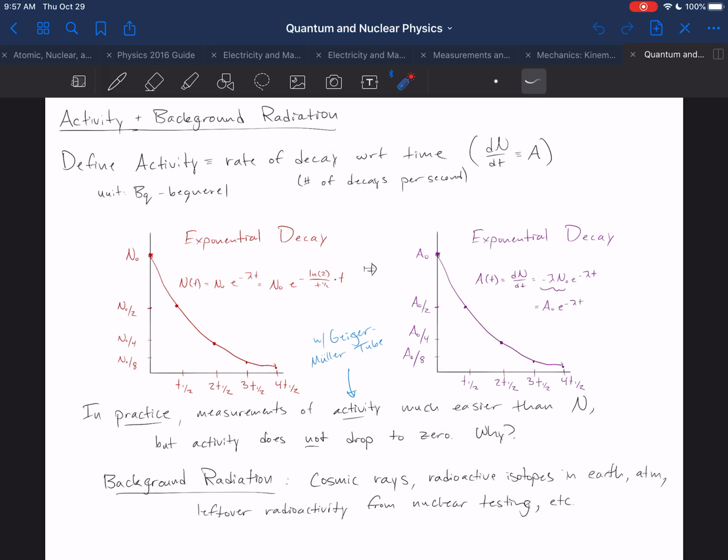This includes cosmic rays, that is rays coming from the cosmos, high energy particles that travel through interstellar space, produced by one phenomenon or another in space. There are also radioactive isotopes in the Earth and the atmosphere, and significant leftover radioactivity from nuclear testing. In the 60s and 70s, a huge amount of nuclear testing was done in the atmosphere, and that has long-term effects on the background level of radiation.